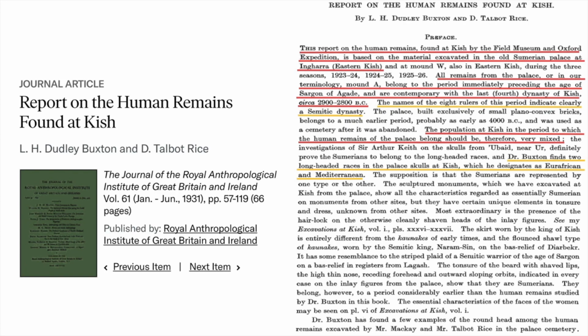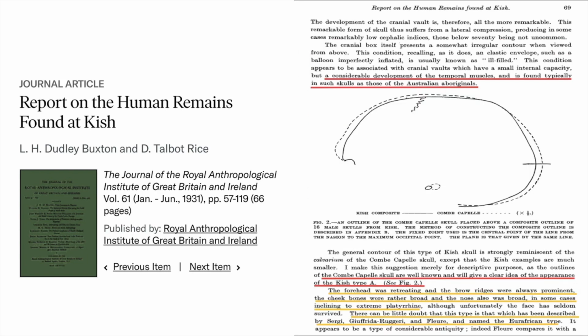So it's interesting, when it comes to the Kish civilization, we know that it's clearly a Semitic dynasty, and when it comes to the remains, we see that they're Euro-African and Mediterranean. Now let's continue. A considerable development of the temporal muscles is found typically in such skulls as those of Australian Aboriginals. The skulls are well known and will give a clear idea of the appearance of the Kish type A.